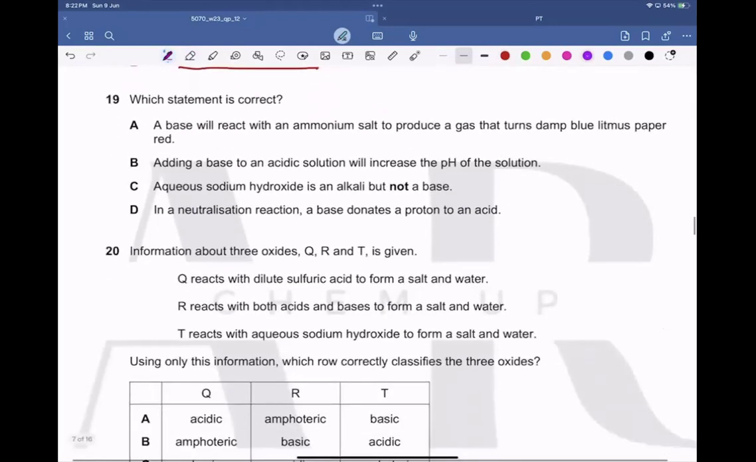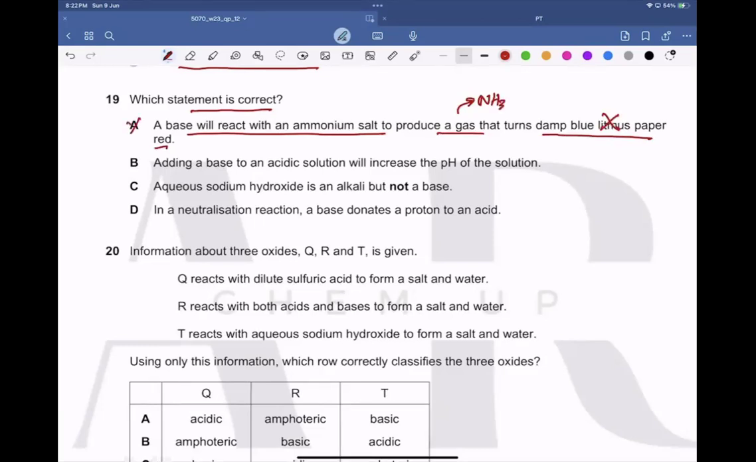Now 19. Which statement is correct? A base will react with the ammonium salt to produce a gas that turns damp blue litmus paper red. No, this is wrong. They would form a gas, and that gas is ammonia, and ammonia turns damp red litmus blue. So statement A is wrong.